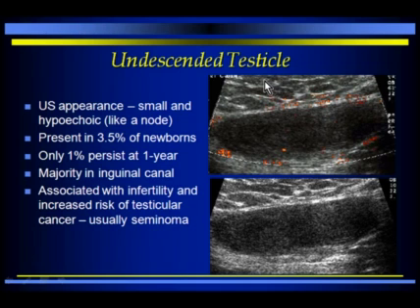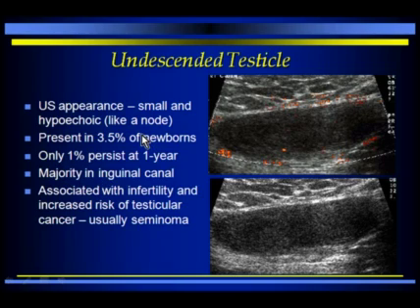Moving along to some other congenital issues that can happen with the testis. Testes are supposed to be in the scrotum. Most babies are born with the testis in the scrotum, but about 3.5% of newborns have an undescended testicle at birth. So that is to say that when they're born, the testicle is somewhere up in the inguinal canal, and it's not present within the scrotum.